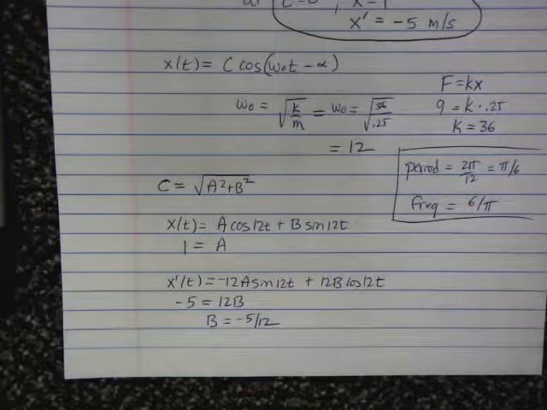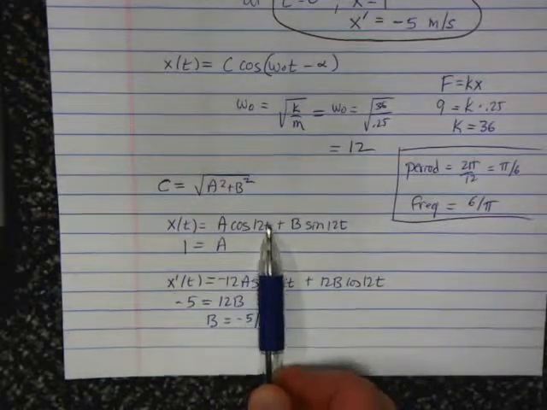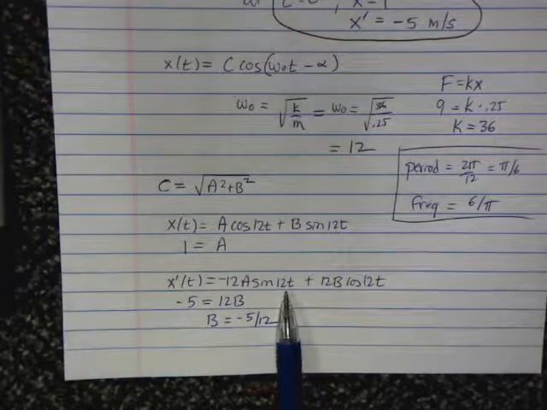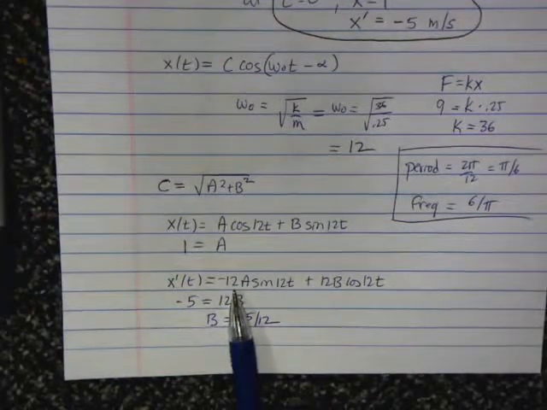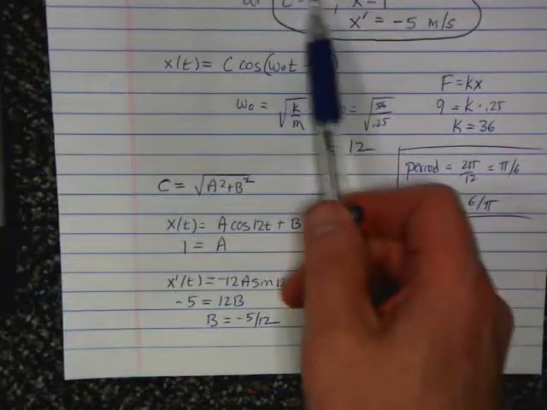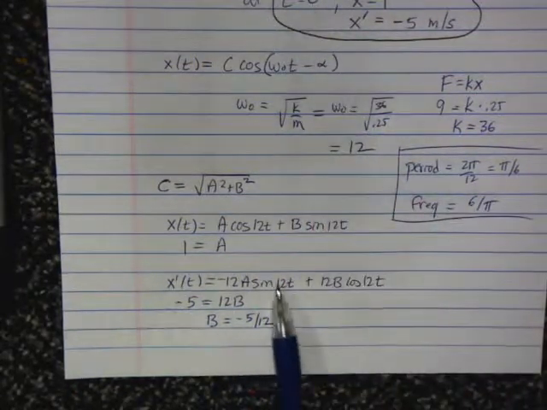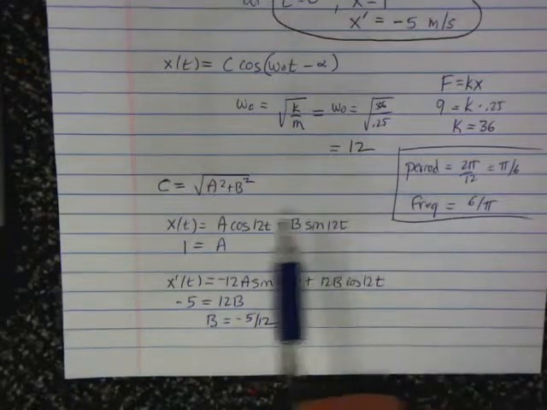Why is the t still the same? Not sure what you mean. All I did is take the derivative. The derivative of cosine 12t is sine 12t, but I have to multiply by the 12. And the two initial conditions both had t equals 0. Oh, okay. So I plugged in t equals 0 for this equation and for that equation. Okay.